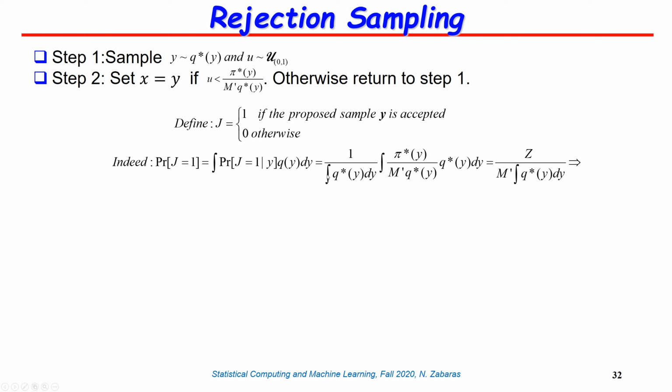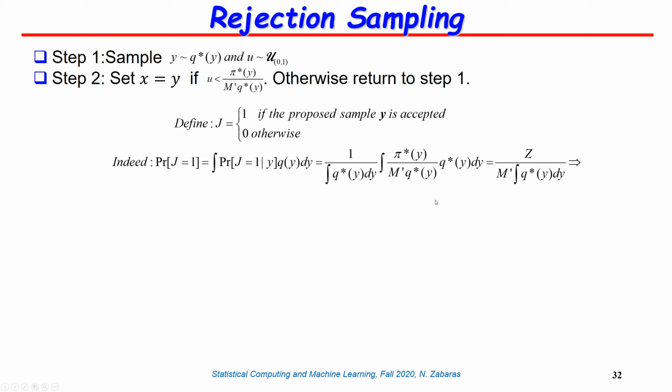So q of y is q star divided by the normalization factor, right? That's the definition of normalization. And the probability of accepting a sample y is nothing else but pi star of y divided by m prime times q star of y. You remember, that's my algorithm. That's the probability of accepting the sample y. So this is what I have.